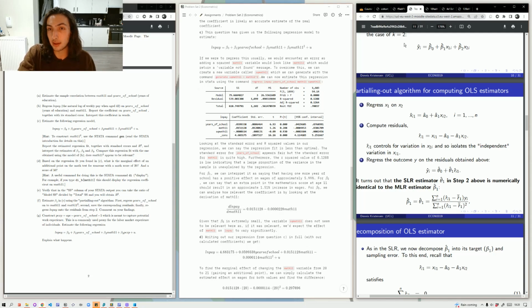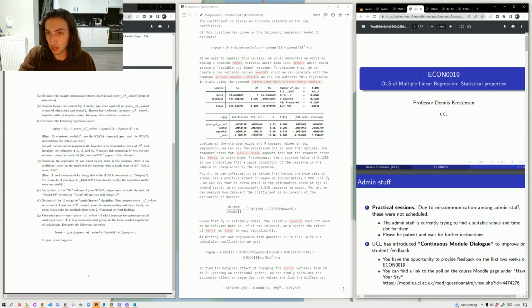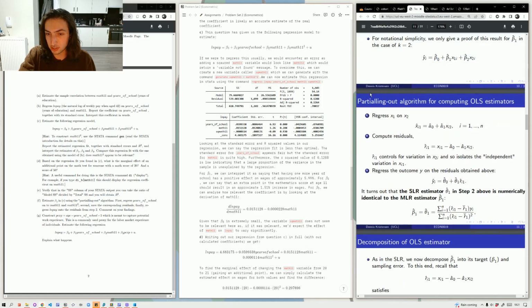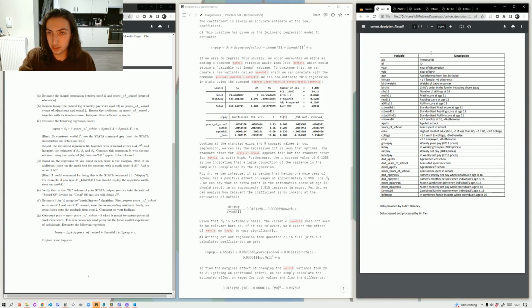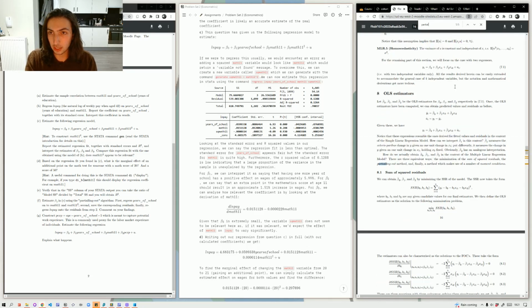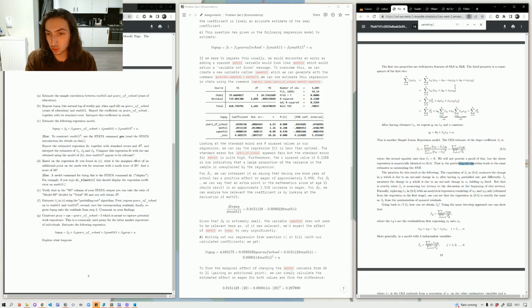Of course, these slides, it looks like, are on OLS and multiple linear regression. That gives you more detail, so look at that. I don't know if this one has the partialing out algorithm. Well, yeah, it has it there, but it doesn't have as much detail.